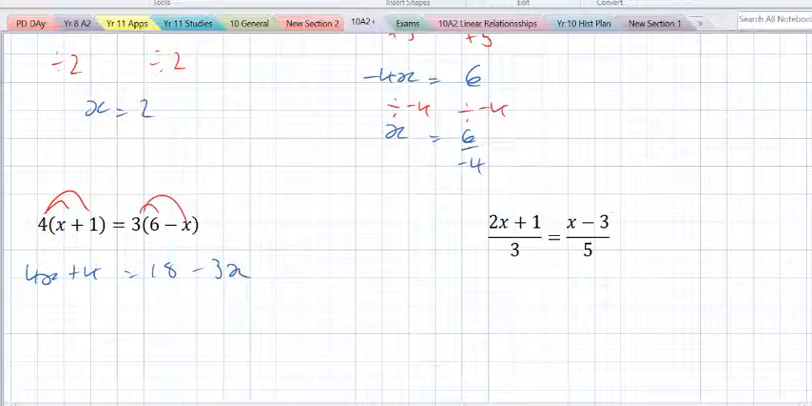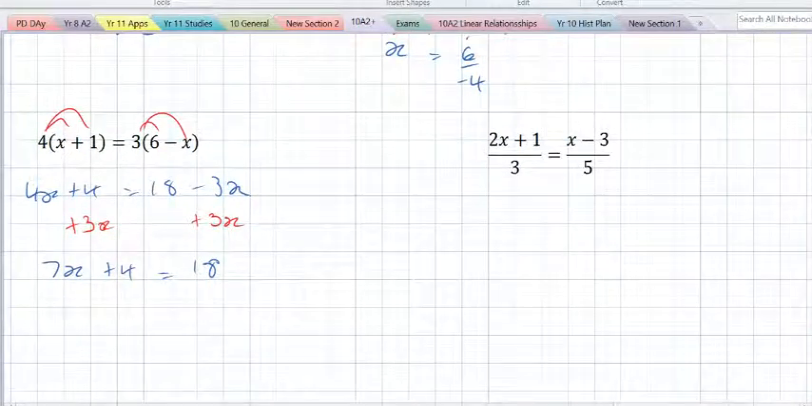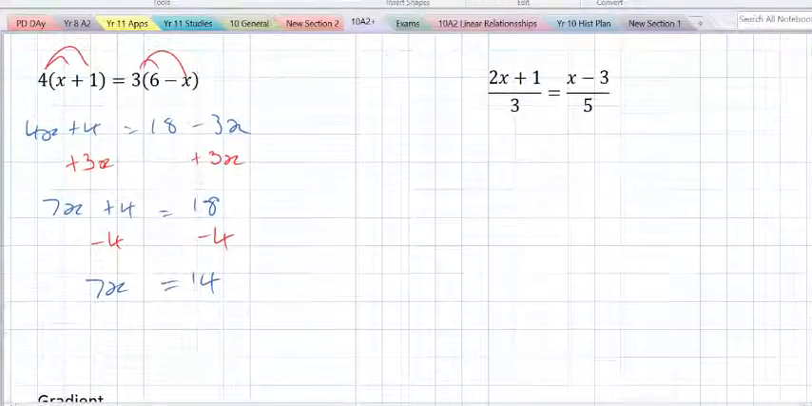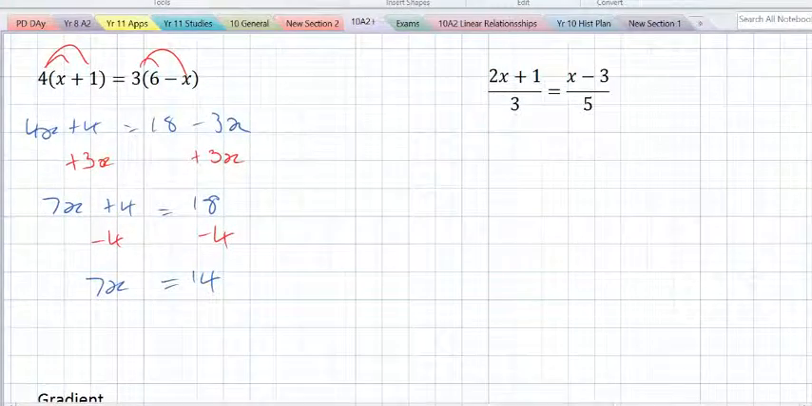X on the other side, so what do we do, Jake? Good, plus 3x to both sides. Leaving us with 7x plus 4 equals 18. Now what? Good, minus 4 from both sides. 7x equals 14. X equals 2.